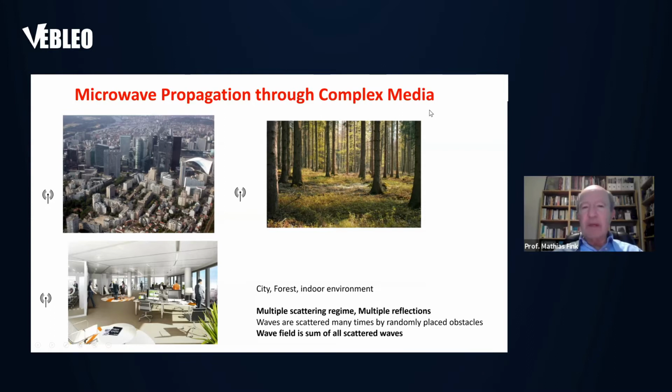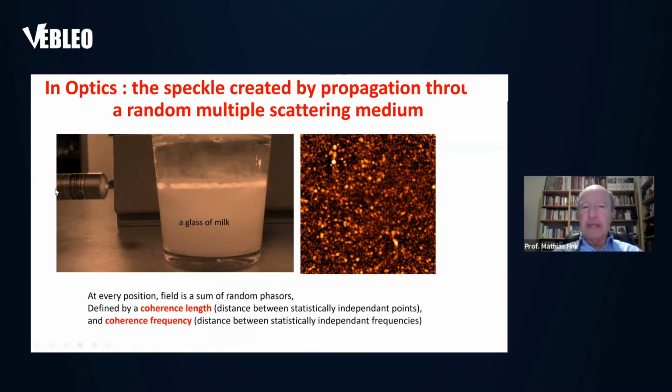And for example, this is well known in the case of optics. If you send a laser beam through a glass of milk, which is made of many scatterers, and you look on a screen, the light is what we call speckle light. There are a lot of bright spots. These are places where the light is strong, and there are dark spots where the light is weak.